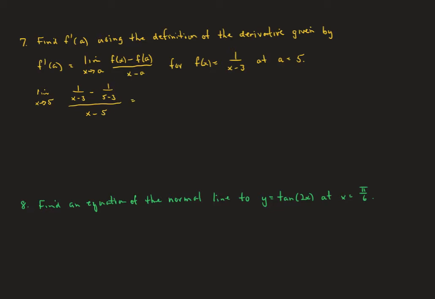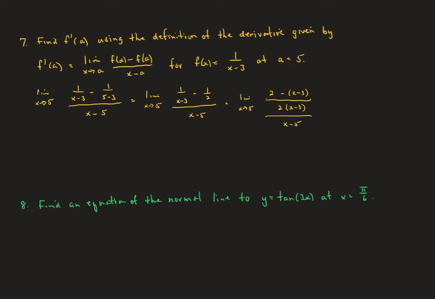Okay, so let's see what we can do with this. We're going to take the limit as x approaches 5. We need a common denominator here. Well, let's see. Maybe I'll simplify that a little bit first. We have 1 over x minus 3 minus 1/2 all over x minus 5. So that's going to be the limit as x approaches 5. We need a common denominator, so we're going to multiply top and bottom by 2 on the first one, and we're going to multiply top and bottom by x minus 3 on the second fraction. That's all going to be over x minus 5.